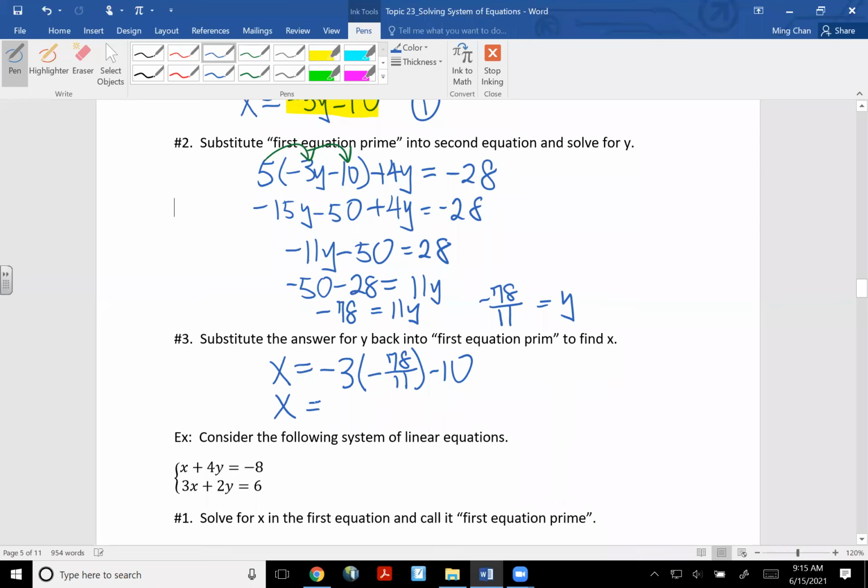Negative 3 times negative 78 over 11. Make sure the negative 78 over 11 is in parentheses, minus 10. And you should get 124 over 11. So the solution to this system is 124 over 11, comma, negative 78 over 11. There you go. All right, let's try another one.